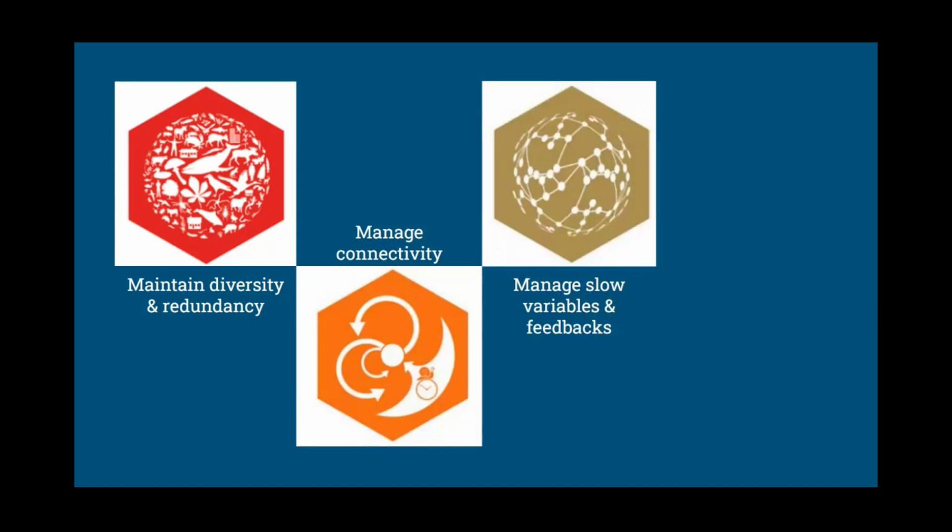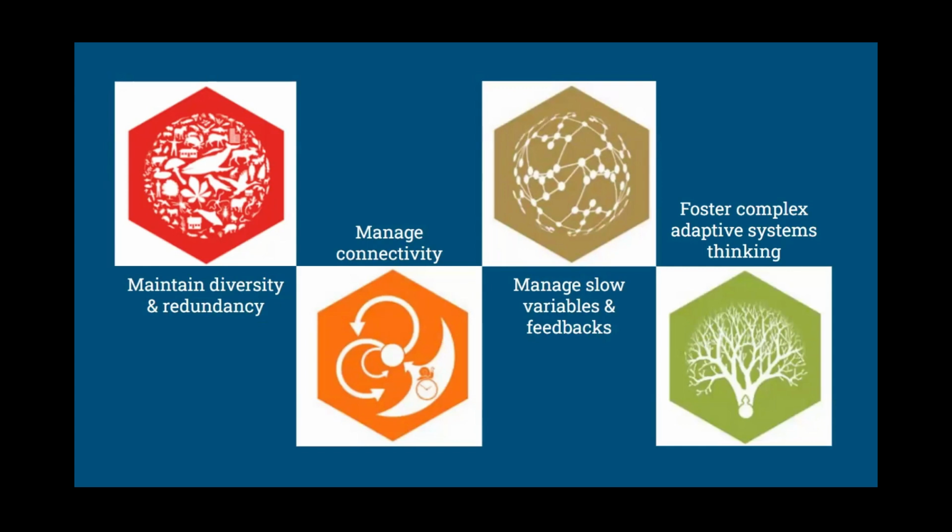The third principle is managing the slow variables and feedbacks of ecological regimes. Dampening minor disturbances through negative feedback systems can help prevent them evolving into major ones. We must also foster complex adaptive systems thinking. Social ecological systems are difficult to predict and involve complex interactions that we must acknowledge and understand to promote sustainability.